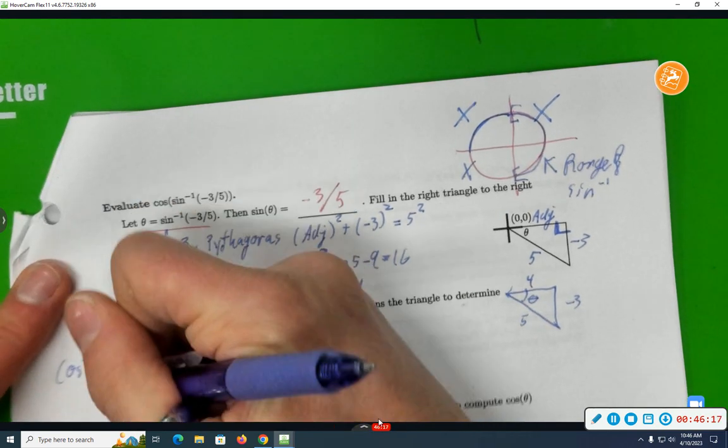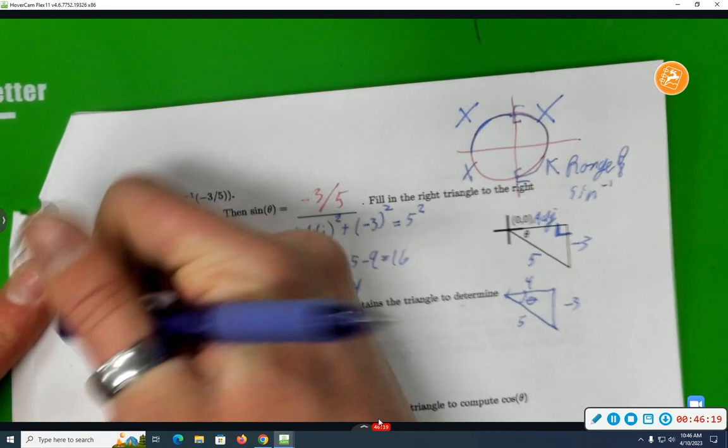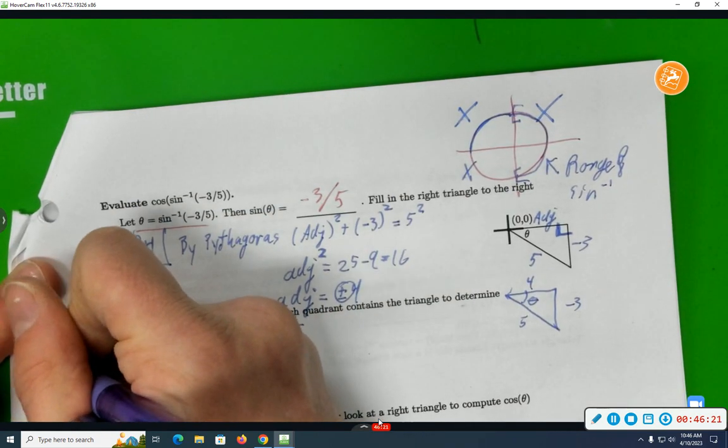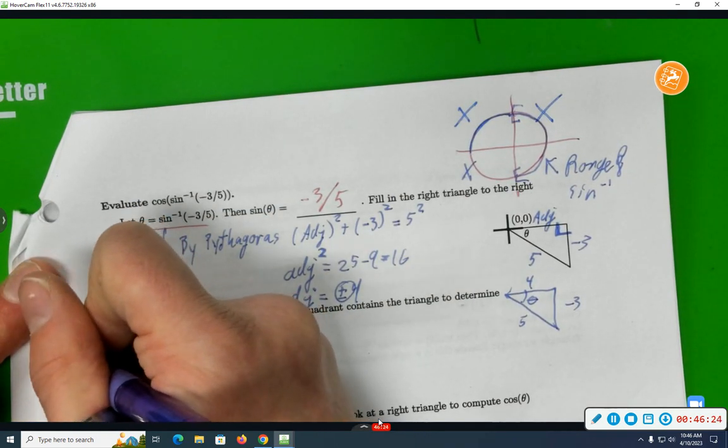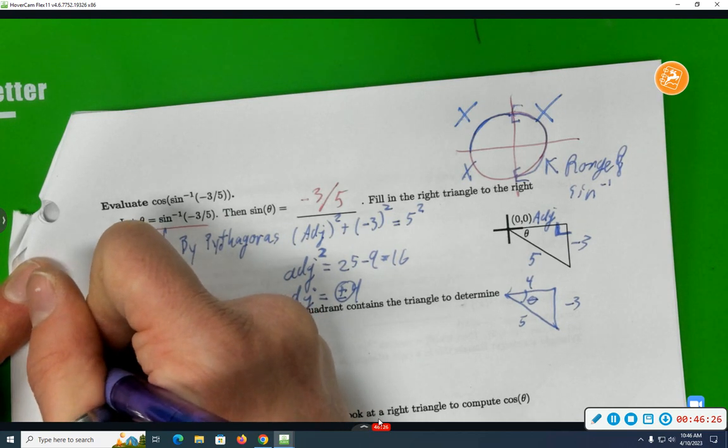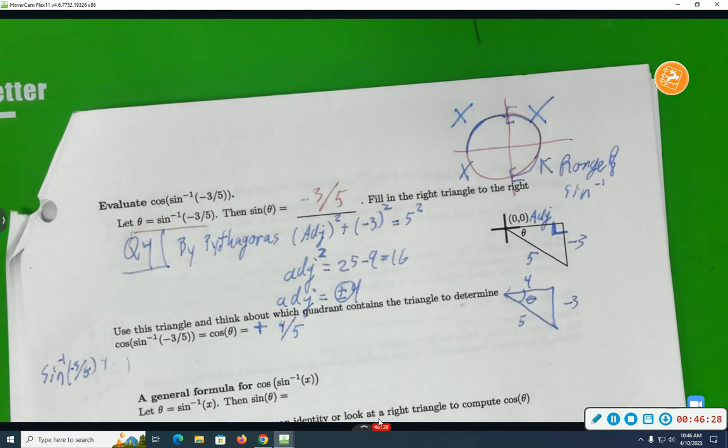Sine inverse. So let's just make one quick reminder that you can use machines for a bunch of these things. According to your calculator, what is the inverse sine of -3/5?